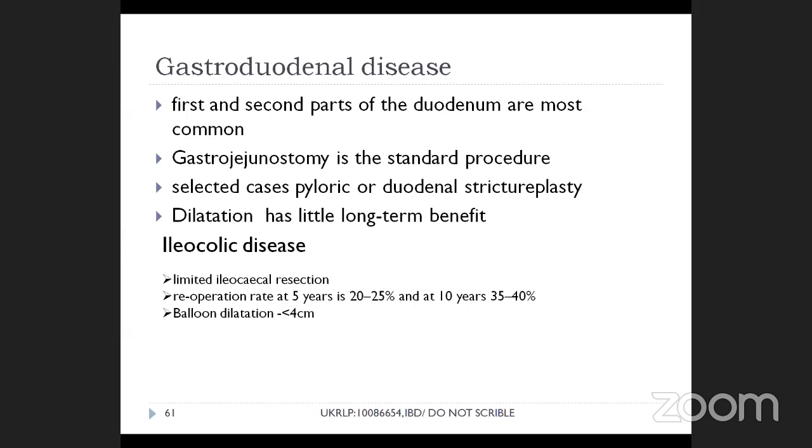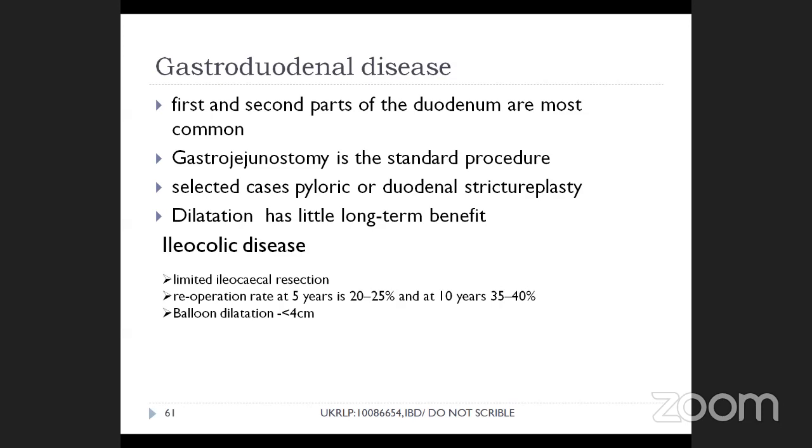Dilatation usually doesn't help, because in Crohn's disease, any patient with a stricture can go on to fistulation. So dilatation is not going to be helpful. The patient will benefit from gastrojejunostomy. It can be anterior or posterior, but as it is benign, posterior gastrojejunostomy is better.